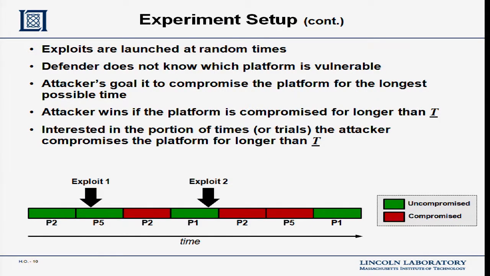So when they're launched, these platforms go down, and they're compromised every time we are running on top of them. And the defender, in this case, doesn't know which platform is vulnerable, which one is not. And this is a realistic assumption, because otherwise they could have just run the non-vulnerable platforms. So we are interested to see the impacts of this technique.